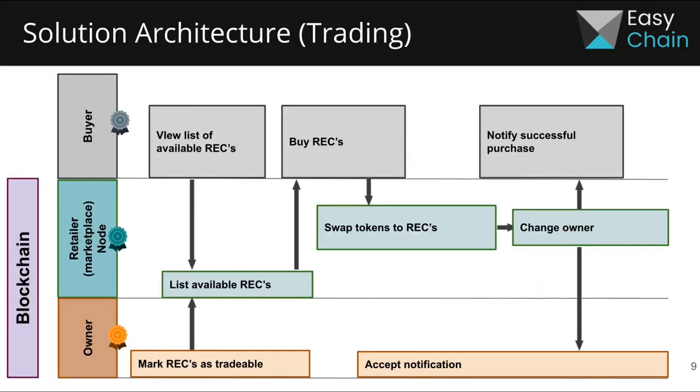On the trading part, once RECs are issued, the owner can mark them tradable, and initially the owner is of course the energy producer. Once tradable, they will become available on the marketplace to purchasers. Certificates are purchased using GRT tokens, which are internal tokens of our system.